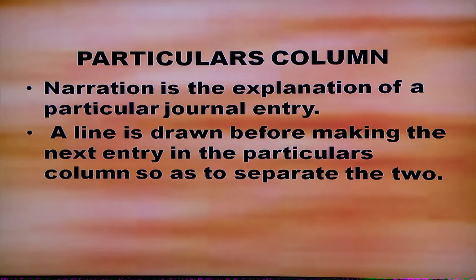Narration is the explanation of a particular journal entry. In the particulars column, a line is drawn before making the next entry, so as to separate the two entries. So, how to write an entry in the particulars column I have described. First, you are writing the name of the account to be debited in the first line, then the name of the account to be credited, then the narration, then you have to draw a line only in the particulars column so as to separate the two entries.